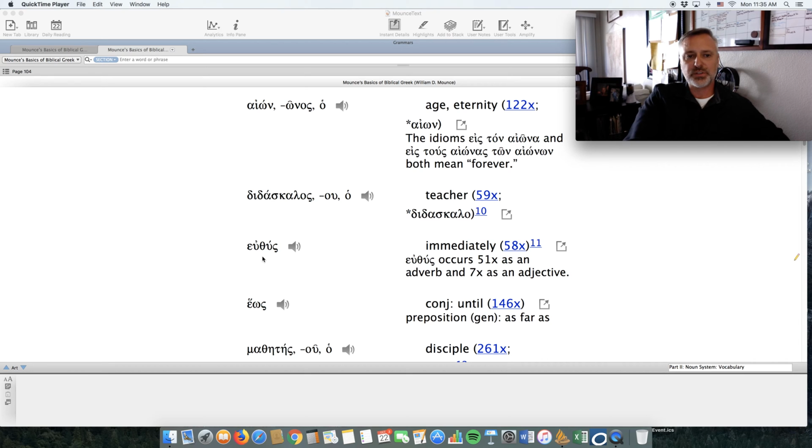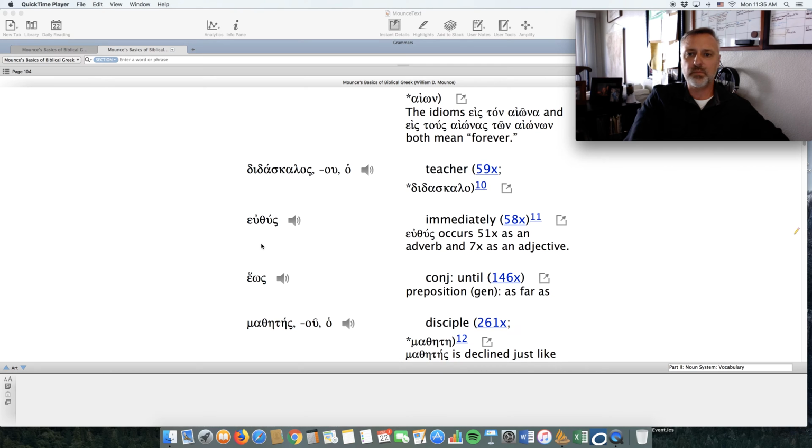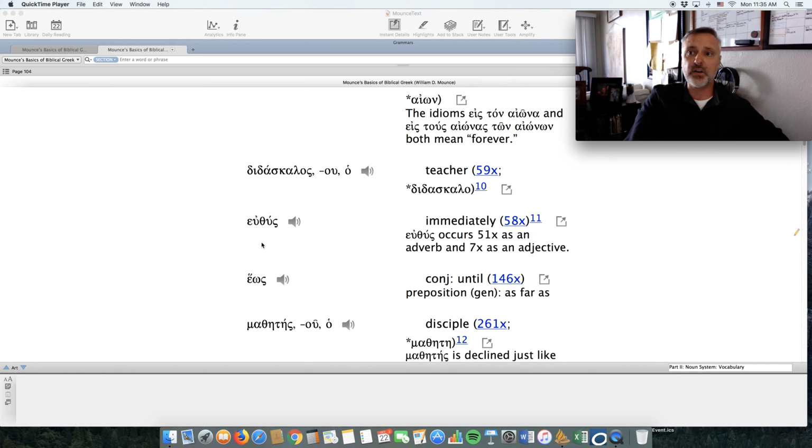Euthus. Euthus means immediately. This is in here because of the Gospel of Mark. Euthus means immediately, and the Gospel of Mark includes this quite a bit. I would imagine that most of these occurrences are from Mark. So this happens a lot. A lot of narrative literature, you'll see this.